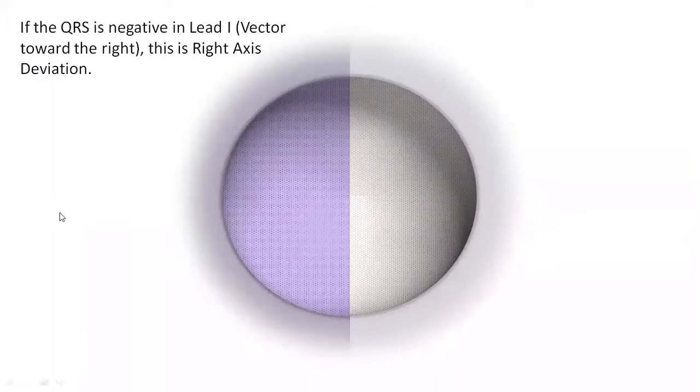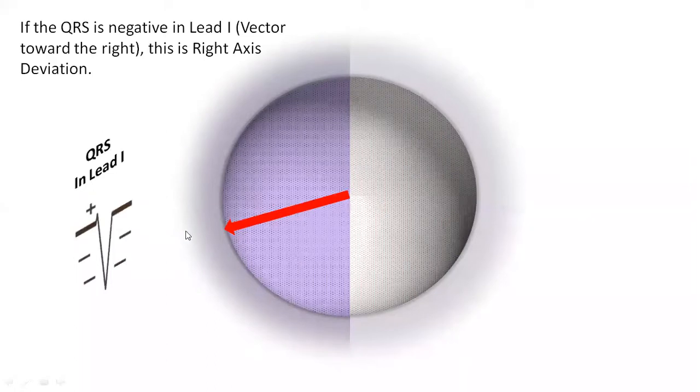So this is how the mean vector is determined. Now suppose the QRS is negative in lead 1, then what will happen? In which direction does it point? This direction. Earlier I said the normal mean QRS vector lies in the left lower quadrant. Now it is on the other side, the right lower quadrant. So what will it indicate? This indicates right axis deviation. That means whenever the QRS is negative in lead 1, it indicates right axis deviation.